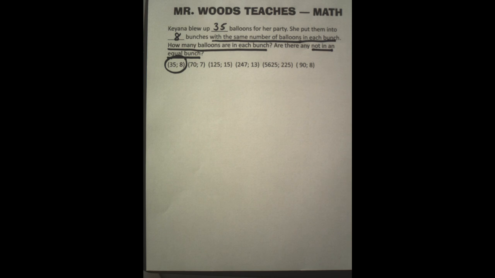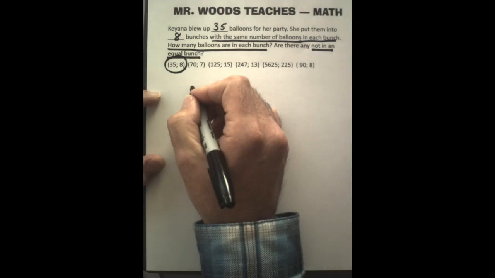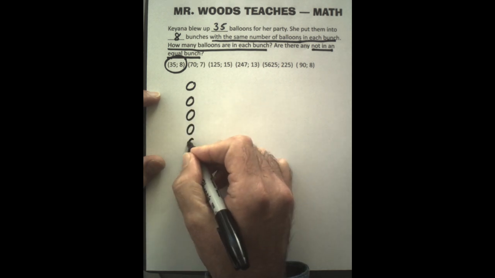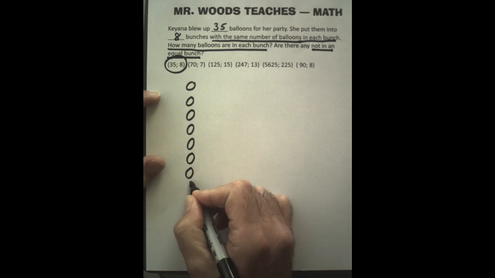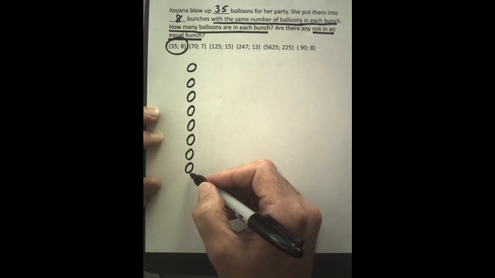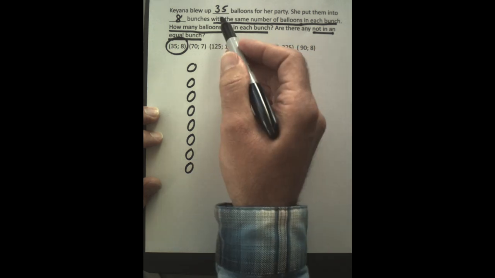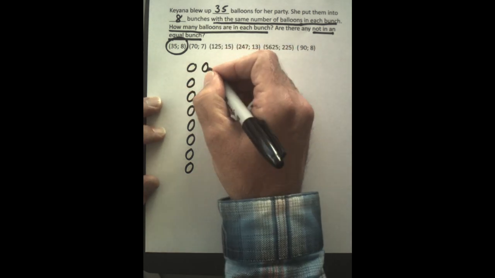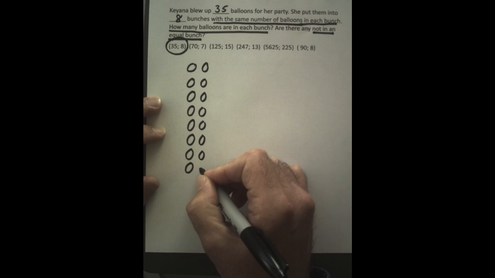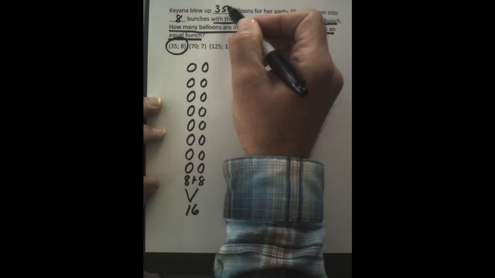We know that there are 8 bunches. So let's write that out. 1, 2, 3, 4, 5, 6, 7, 8. So I have 8 bunches, and there's 8 balloons. Doesn't equal 35. Let's add another column here of 8 balloons. 6, 7, 8. So I have 8 plus 8. What does that equal? That equals 16. Still not at that 35.